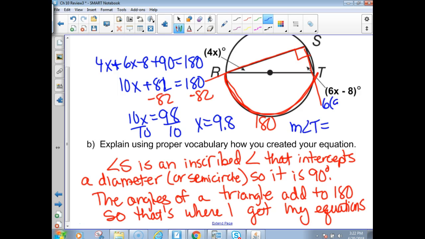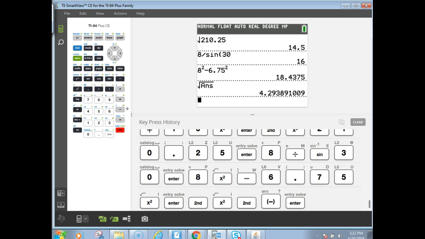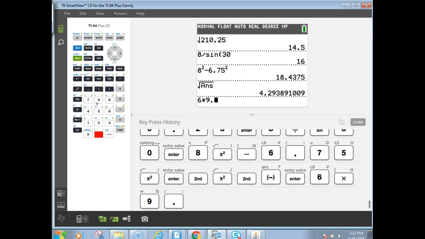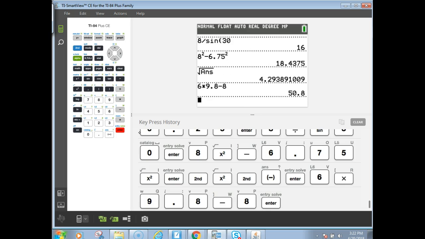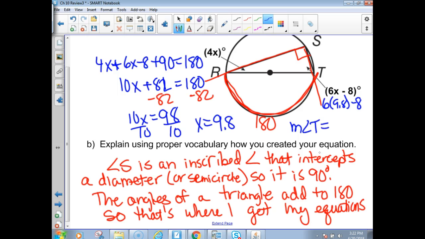So we go 6 times 9.8 minus 8. Would somebody please calculate that? Or everybody should be. Was it 6 times 9.8, and then what do I have to do? Subtract 8, thank you. All right, so we should have 50.8. Is that what you guys got? I think I typed it right.